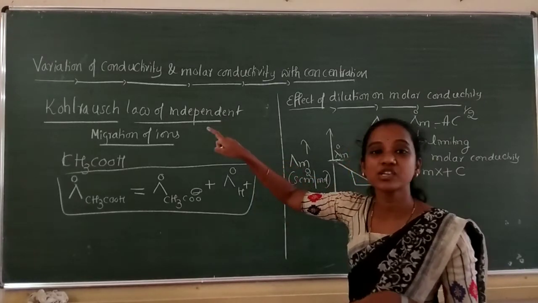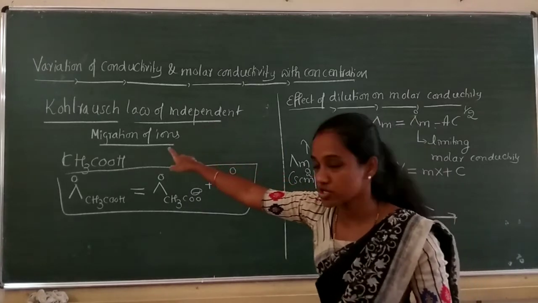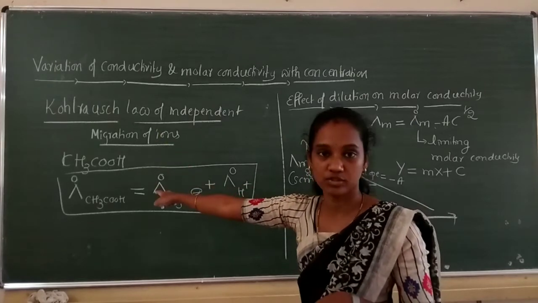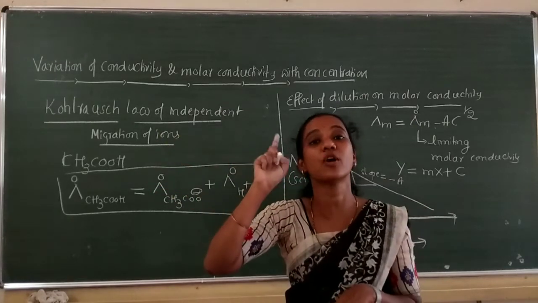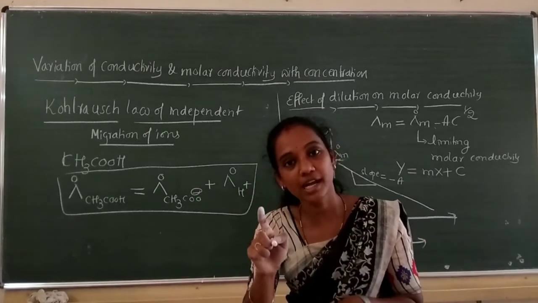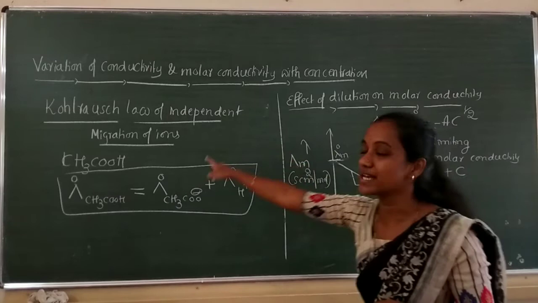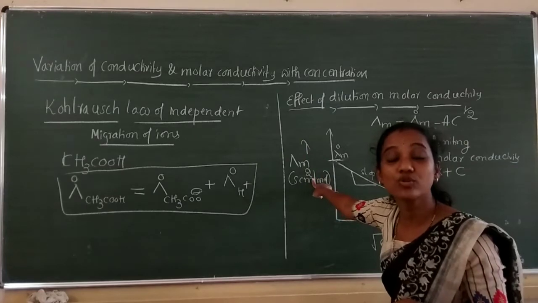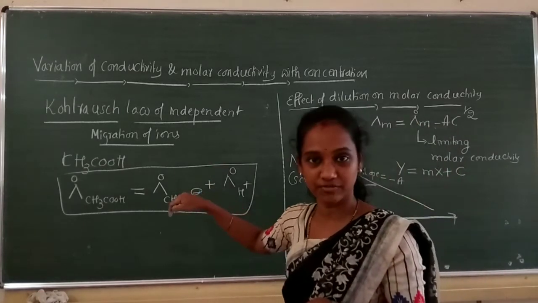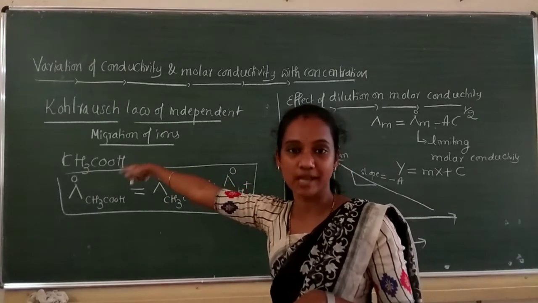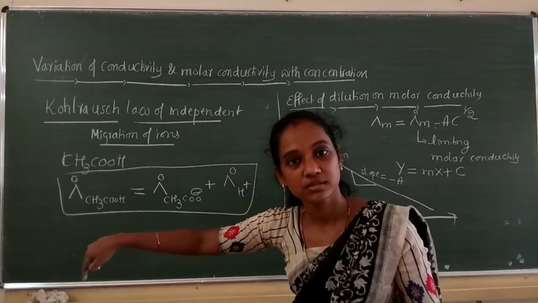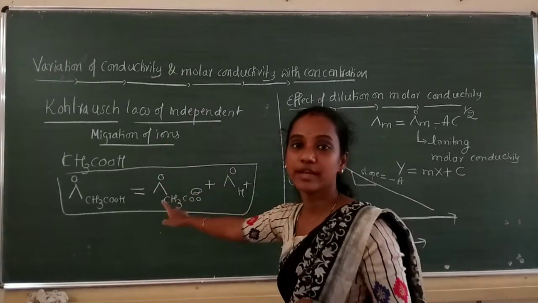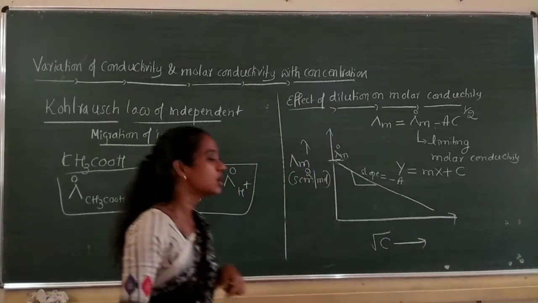Okay, so what is the application of Kohlrausch law? Using Kohlrausch law, one can find out the limiting molar conductivity of weak electrolyte. So this law is applicable even for strong electrolyte. So for strong electrolyte, both graphical method as well as this law holds good. Whereas for weak electrolyte, we cannot calculate the limiting molar conductivity using graph. That's why we have to go for this law, Kohlrausch law. So using this, we can calculate the limiting molar conductivity of any weak electrolyte. That is the first application of Kohlrausch law.